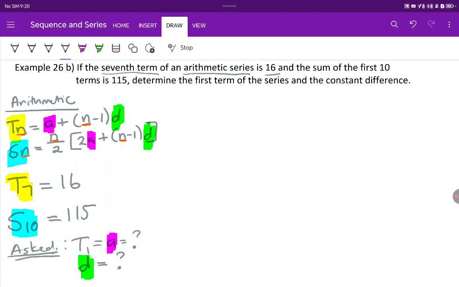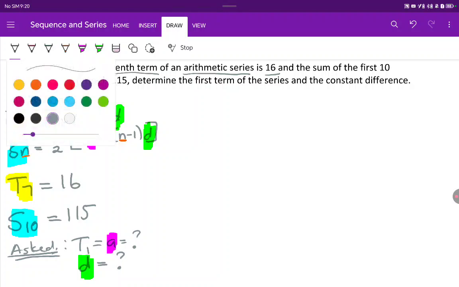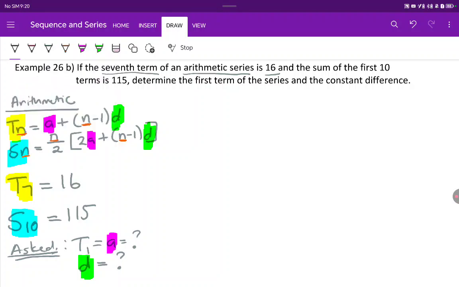So let's start. Remember, simultaneous equations, we're dealing with two equations. So let's write equation A. Equation A can be the Tn. Okay, so let's say term 7 is equal to a plus n is 7, because that's my 7 there. 7 minus 1 times d. And that means that term 7, and this one is equal to 16, right?